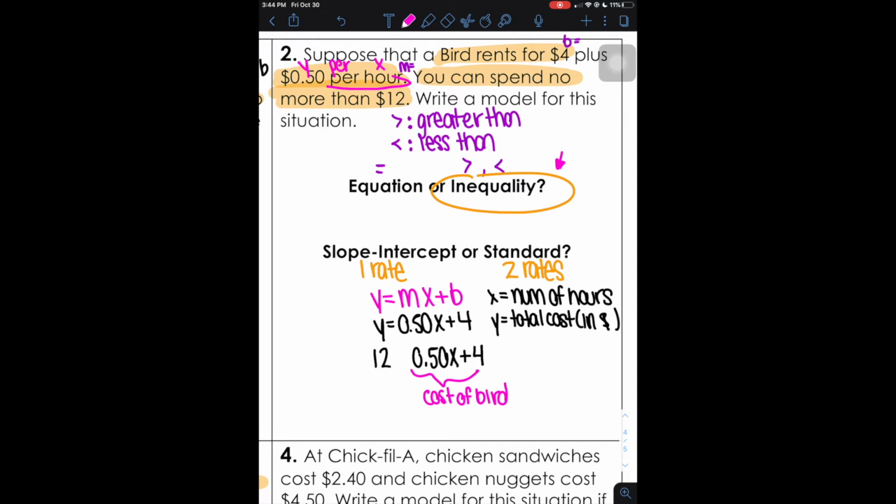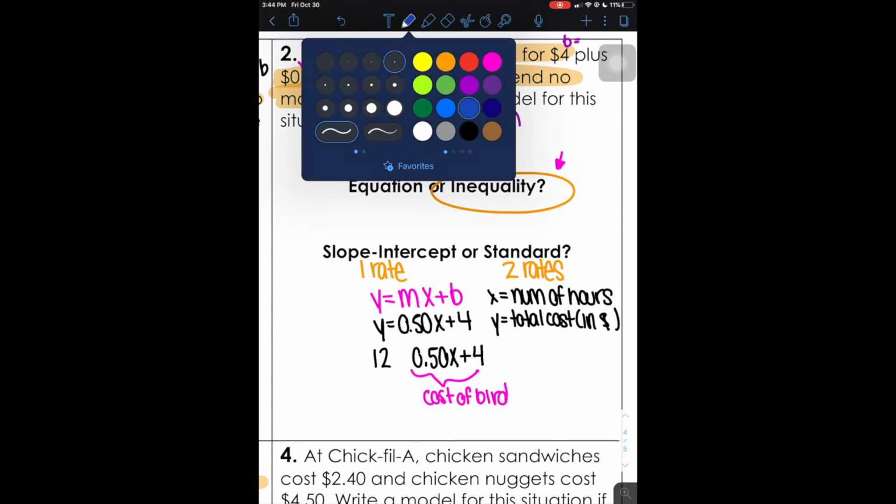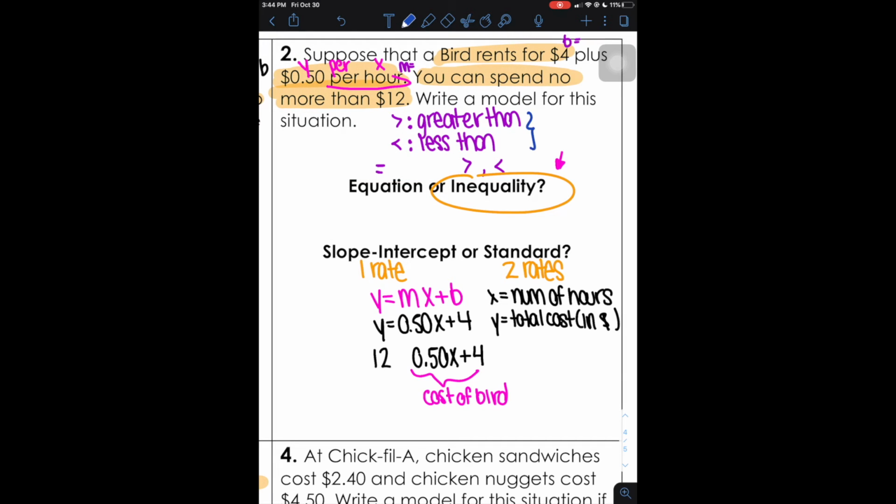So now we need to figure out, should we be using the greater than symbol or the less than symbol? Because I know I don't need the equal symbol, because this is an inequality and not an equation. For that reason, I need to figure this out. I'm going to use the greater than or less than. So should 12 be greater than the cost of the bird, or should 12 be less than the cost of the bird?